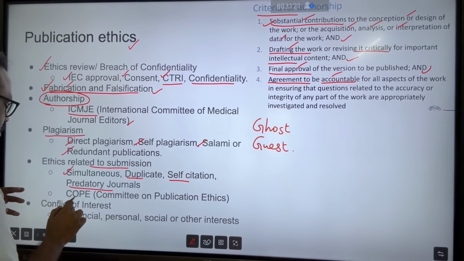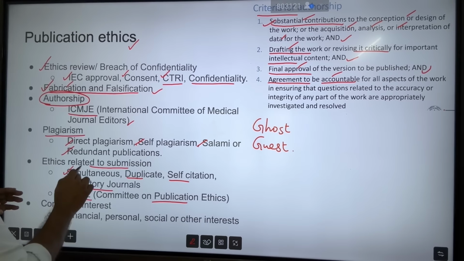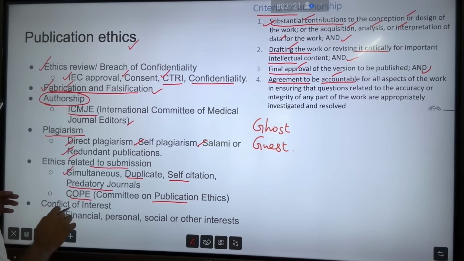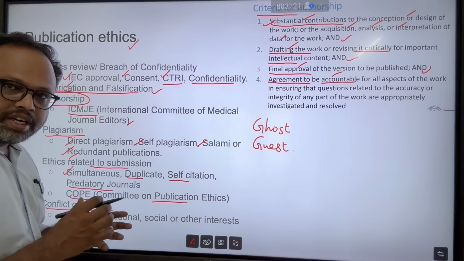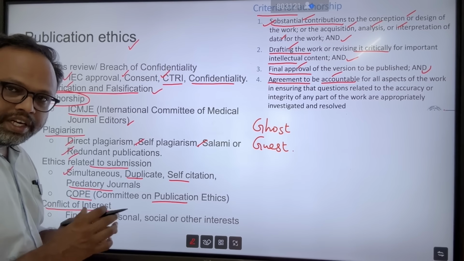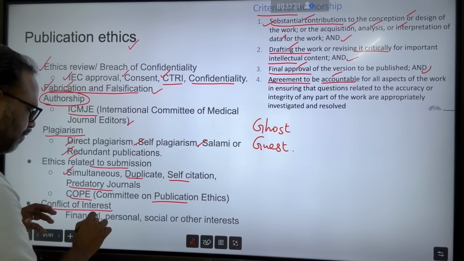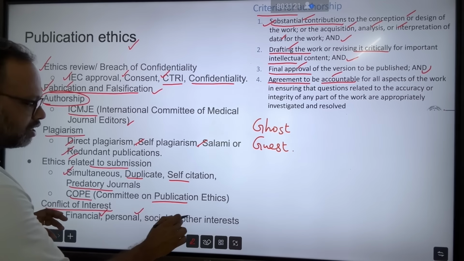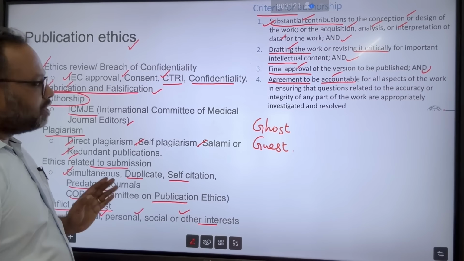Then we have to follow the COPE guidelines, that is Committee on Publication Ethics guidelines for ethics related to submission. Then we should also know about the conflict of interest. Conflict of interest means it is the discrepancy or the conflict or the fight between the researcher and the research objective. That can be a financial interest, personal interest, social or other interest also can be possible. So that is about the publication ethics.